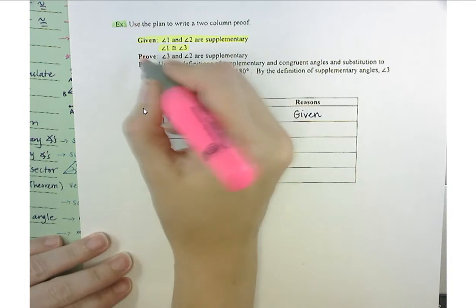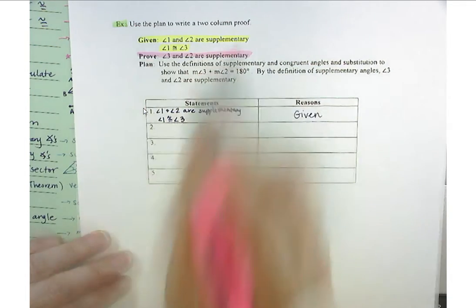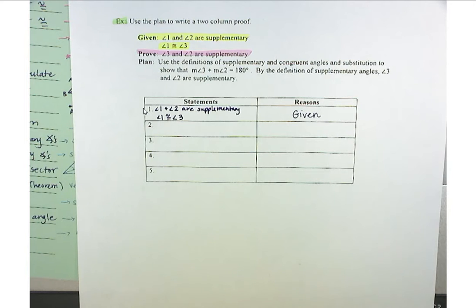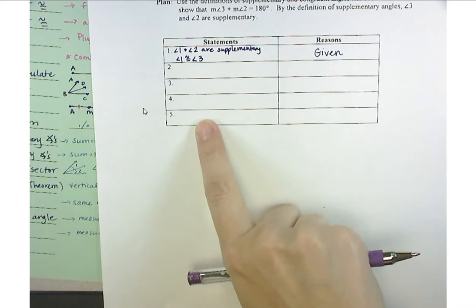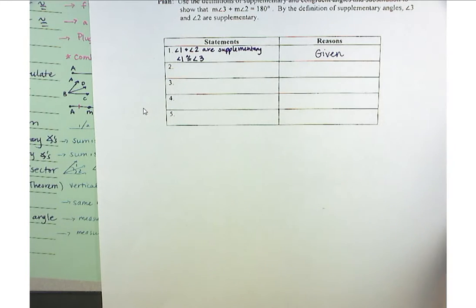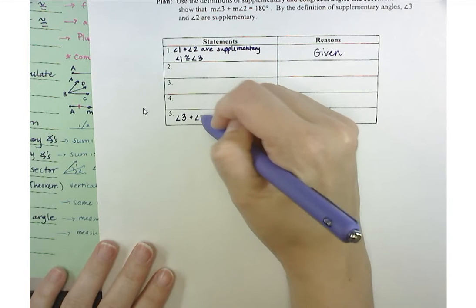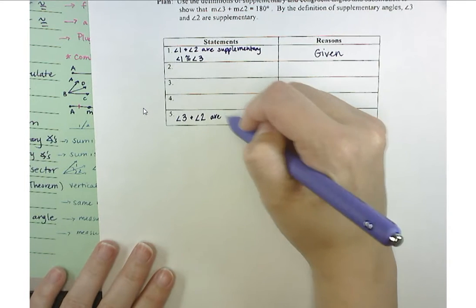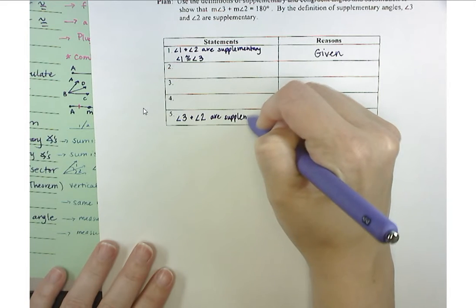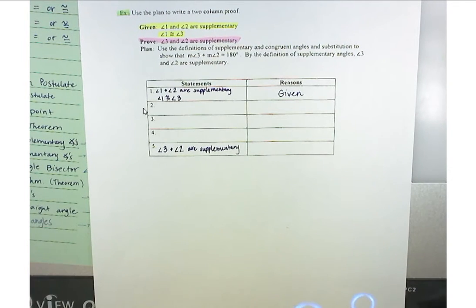Okay, so I already have that marked off. And then we just learned this next one. Whatever I'm going to prove has to go where? In my last statement box. So it says angle 3 and angle 2 are supplementary. Look, I already have 3 boxes filled. When you get this on a quiz, at the very least, you should be able to fill in those 3 boxes.